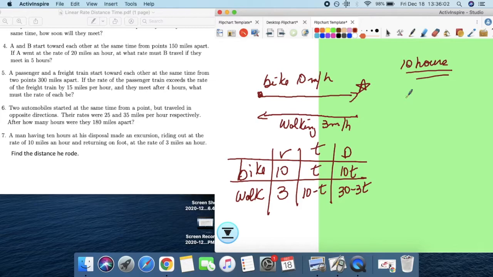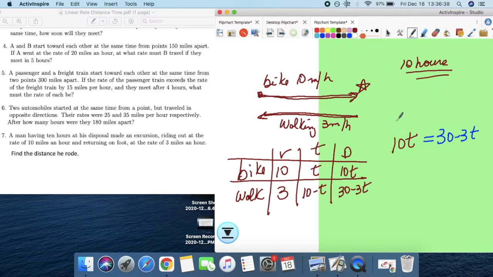So what do we know? I don't know the total distance, but I do know that the distance he spent biking going that way and the distance that he came back are equal to each other, because it's just a return trip. So I'm going to set 10t, the distance he was on the bike, equal to the distance he walked, 30 minus 3t.